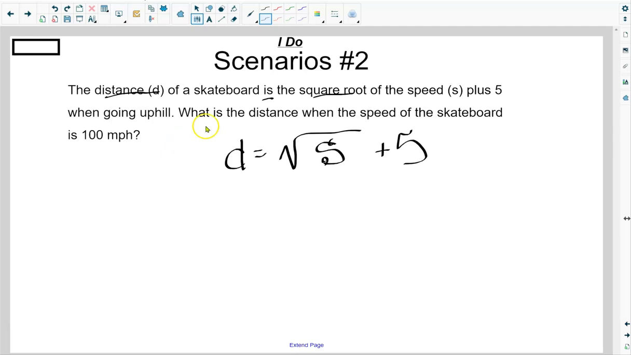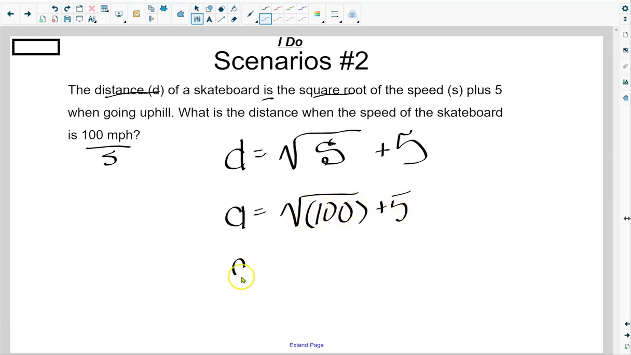All right, so what is the distance when the speed of the skateboard is 100 miles per hour? This is speed right here. So in this scenario, we would find it out this way. 100 for the speed plus 5. So the distance is square root of 100 is 10 plus 5. The distance is 15. Not miles per hour, just miles, since they're asking for distance.